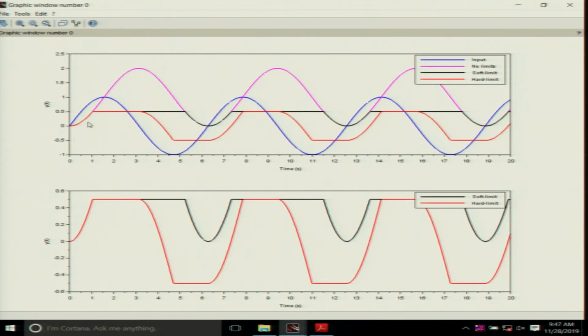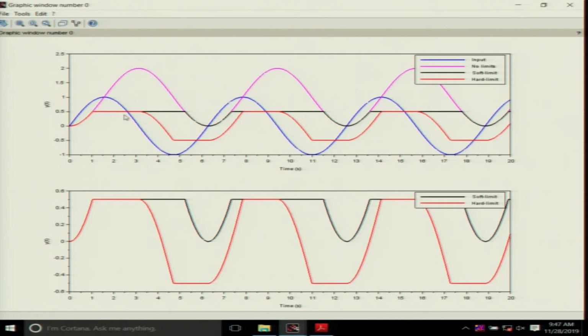The red one is a different case, the output of the hard limiter. As soon as this hits the limit of 0.5, the output is limited, but also the integration is stopped. This is an important thing: the integration is stopped.